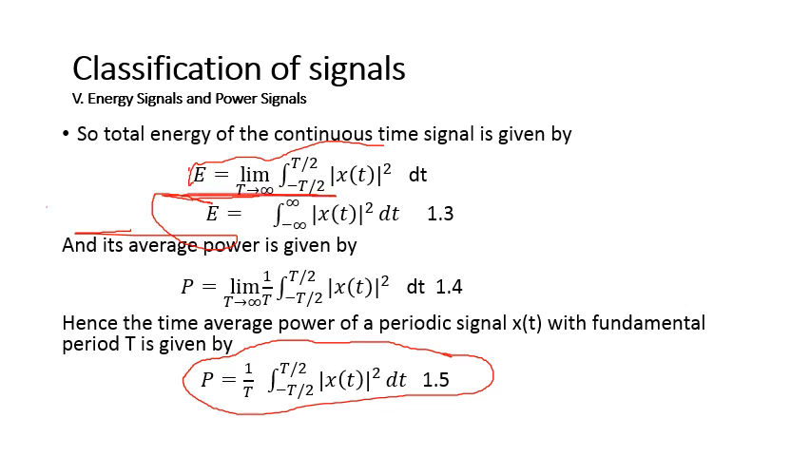So this is the expression for finding the energy of the continuous time signal, and this one is the expression for finding the power if the signal is periodic. If the signal is periodic, we take the square of the signal and integrate it over one period, that is from minus T by 2 up to T by 2. You can also take from 0 up to T or whatever, but the length considered should be one period. That's how you find the power for a periodic signal over one period.